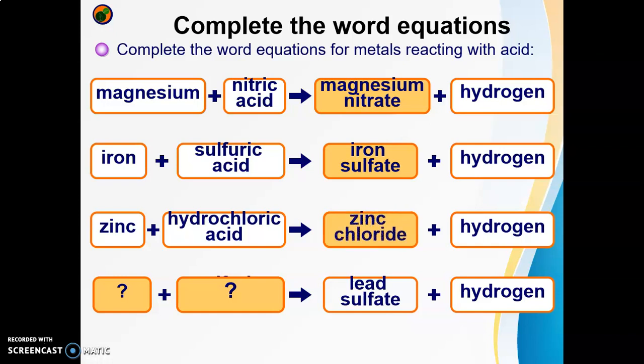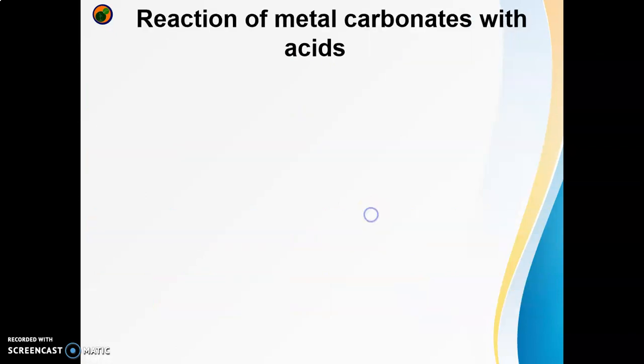What if I already have the products, which are lead sulfate and hydrogen? What will be the possible reactants? Lead will be the metal that we use, and sulfate comes from sulfuric acid. So this is how we actually identify the reactants and the products, and also the way of naming.